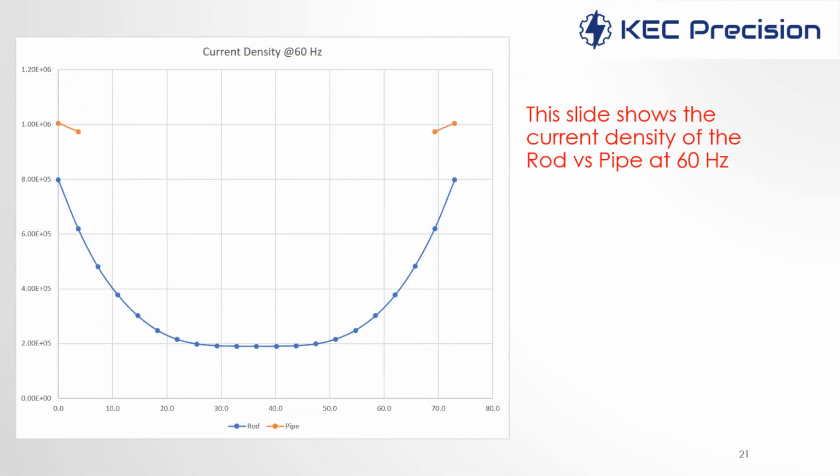This slide shows the current density of the rod versus the pipe. So all of the current that would normally be in here is put in here. And you can see that we've got fairly even current density, where the middle of this rod isn't carrying much current considering its cost and weight.